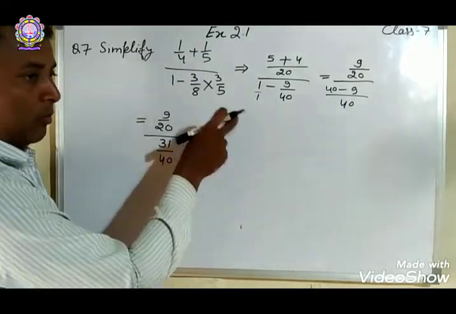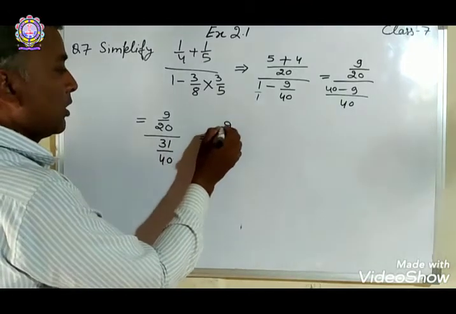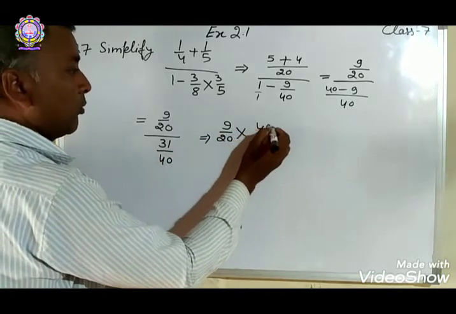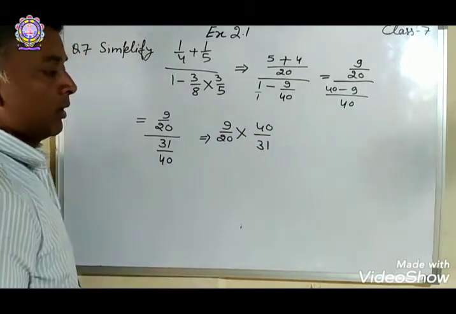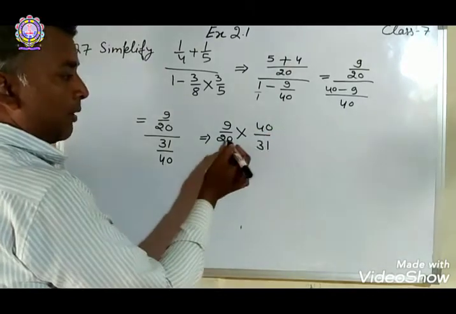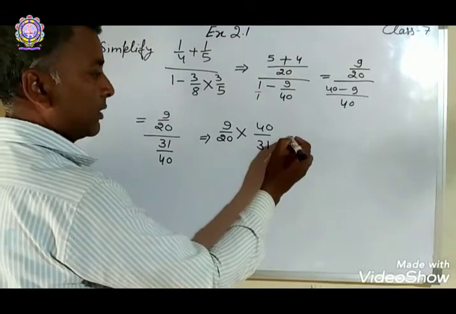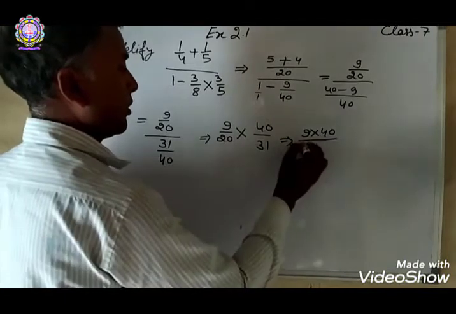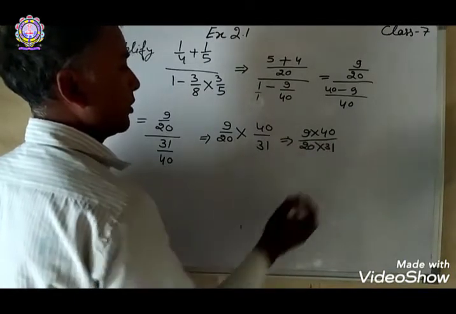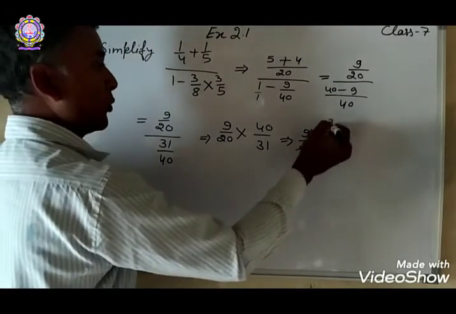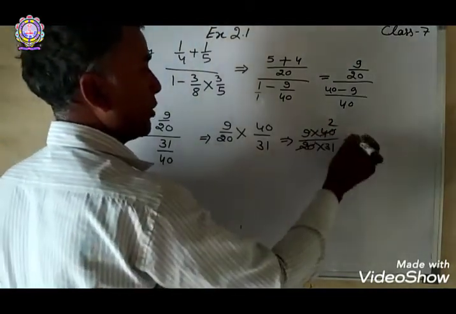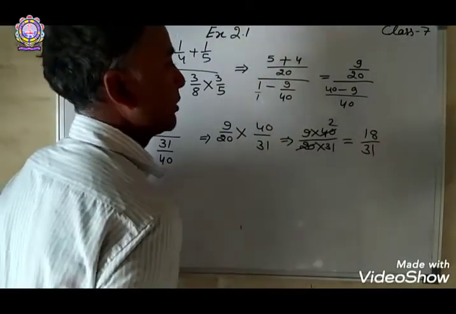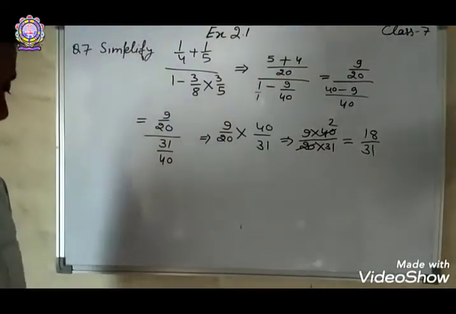Division changes into multiplication, so we take the reciprocal. 9 upon 20 into 40 upon 31. So 40 divided by 20, or you write like this, 9 into 40 upon 20 into 31. So 20 twos are 40, and 9 twos are 18 upon 31. So that is the solution of the given expression.